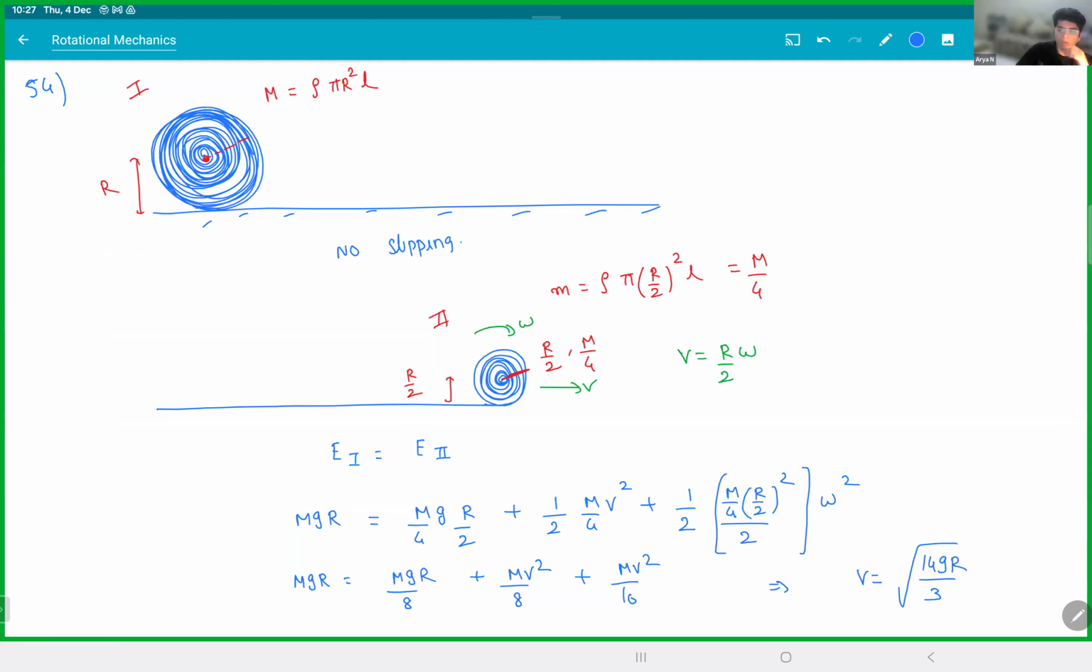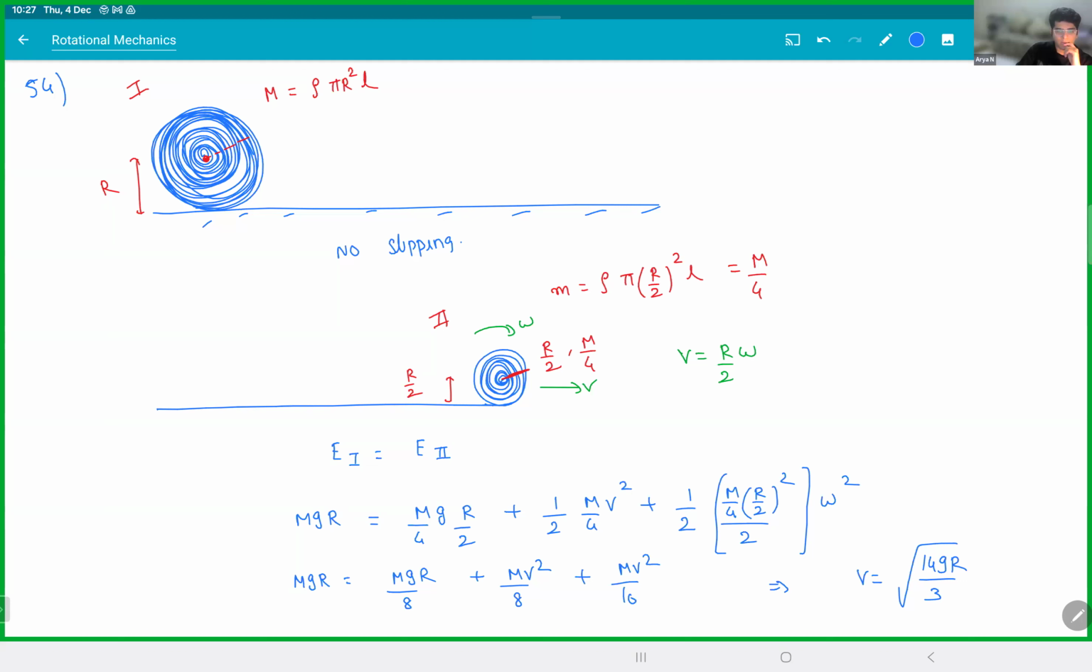Sir, can we apply conservation of angular momentum? You can't. Why? I guess there is some net torque or something. Figure out, tell me what that is. We will see that in rotation. But you tell me why you can't.